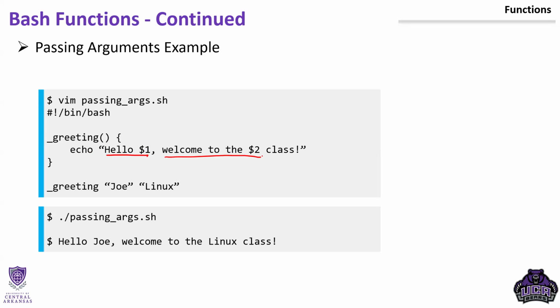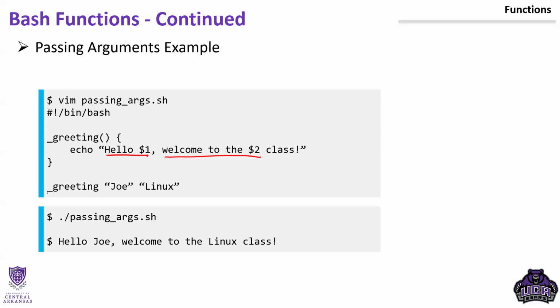So what type of variables are those? Can somebody tell me? Positional parameters. So we have special and positional, not such a big deal, you know that, but that's what they're called.